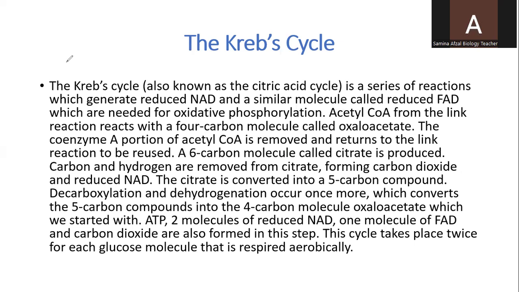So the citrate is converted into a five carbon compound, when again decarboxylation and dehydrogenation once more convert the five carbon compound into four carbon molecules, which are intermediate compounds, and then oxaloacetate is also formed, which we started with. So ATP, 2 molecules of reduced NAD, one molecule of reduced FAD, and carbon dioxide are also formed in this step. This cycle takes place twice for each glucose molecule that is respired aerobically. Now I will show you its diagram, and then I will explain this diagram.